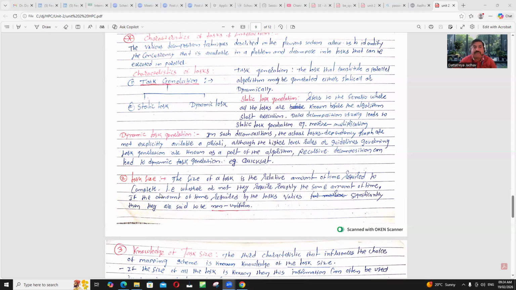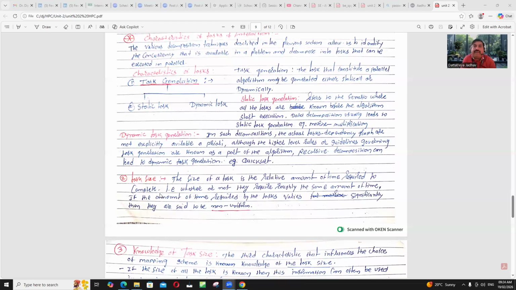It may be possible that the amount of time required by the tasks varies significantly, and then they are said to be non-uniform. If the sizes of different tasks differ, we say that they are non-uniform because the execution time required is different.